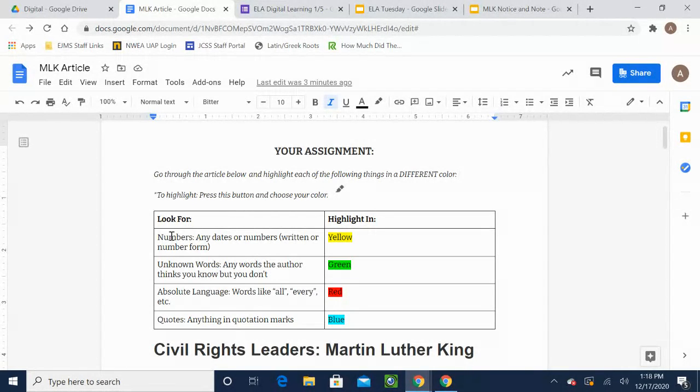They're 4 different things. First thing you're looking for is numbers. This means any kind of numbers. So any dates, any numbers that are written out in number form, any numbers that are just a word, like the word one or two or three. Anything that you see that is a number, you are highlighting that in yellow.